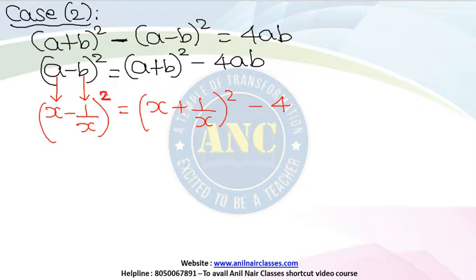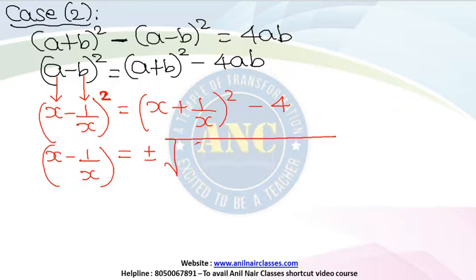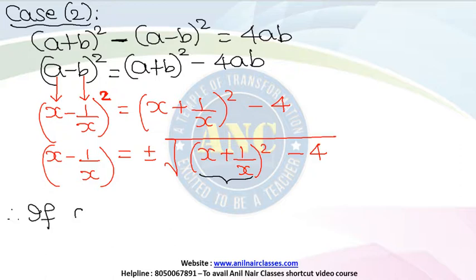But I don't want x minus 1 by x whole square, I just want the x minus 1 by x value. So take the square root on both sides. X minus 1 by x is plus or minus square root of x plus 1 by x the whole square minus 4. Same analogy I can say. Instead of writing like this, we can make it even simpler. If I know the value of x plus 1 by x as some constant k, I will finally conclude that if x plus 1 by x is known to us as k, for example, then I can easily find x minus 1 by x.